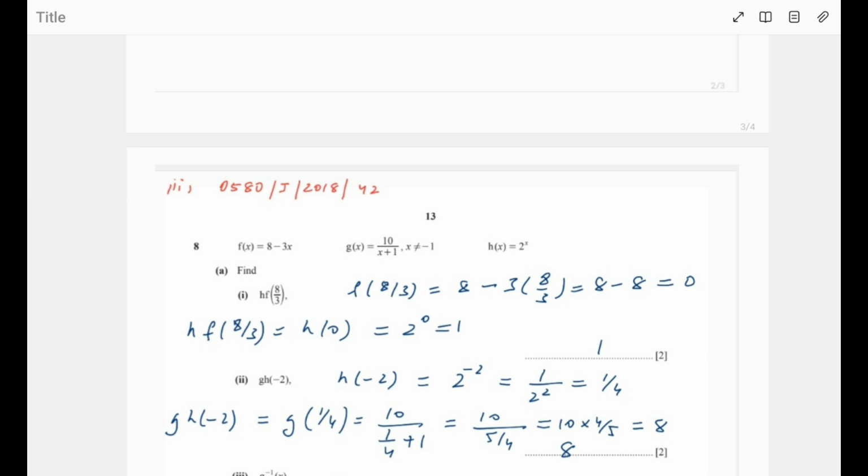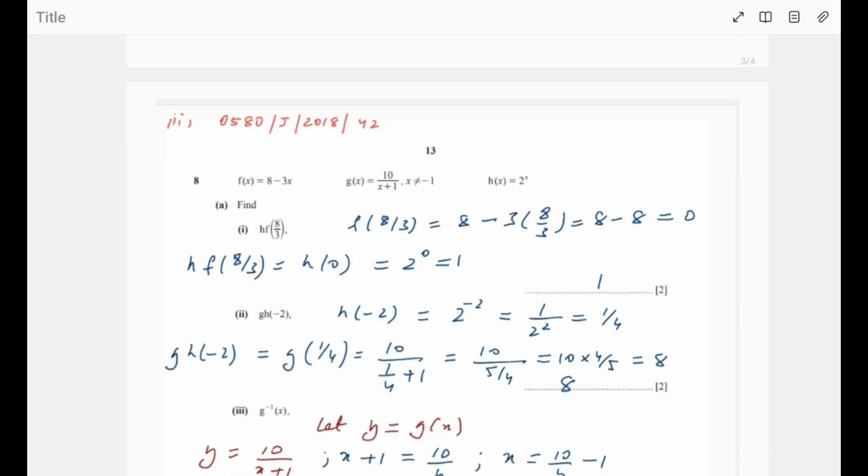Take another example. f(x) is 8 minus 3x. g(x) is 10 over x plus 1, where x cannot take value minus 1. And h(x) is 2 raised to the power x. So in part A part 1, you have to find hf(8/3). So once again, you will solve from the right hand side. You will find f(8/3). So this is like plugging 8/3 in place of x in your function f(x). When you do so, you will get 0.